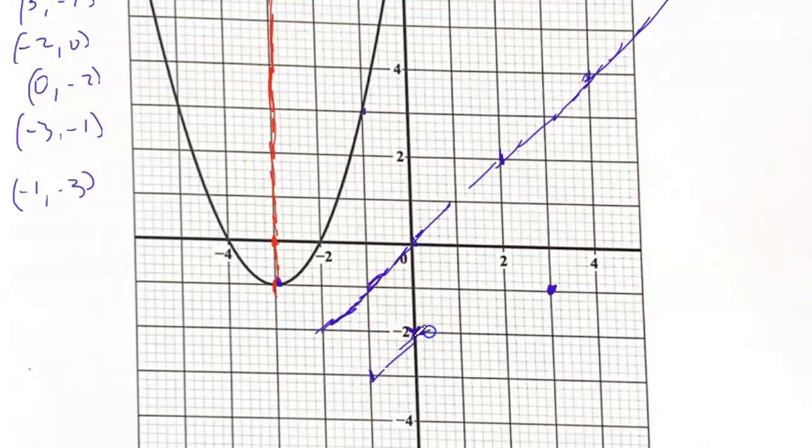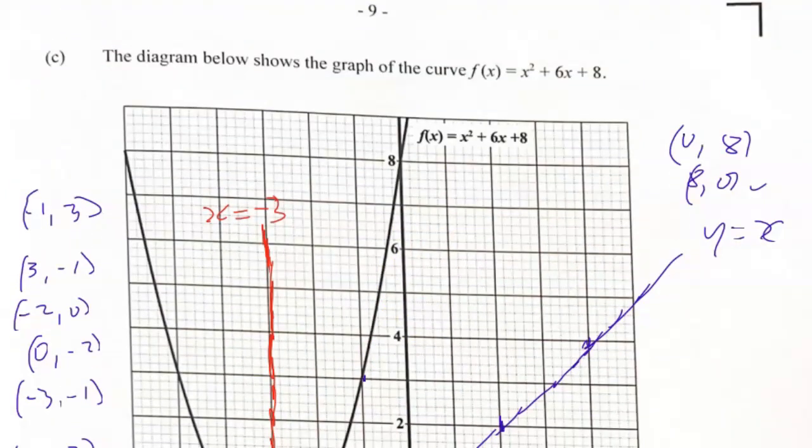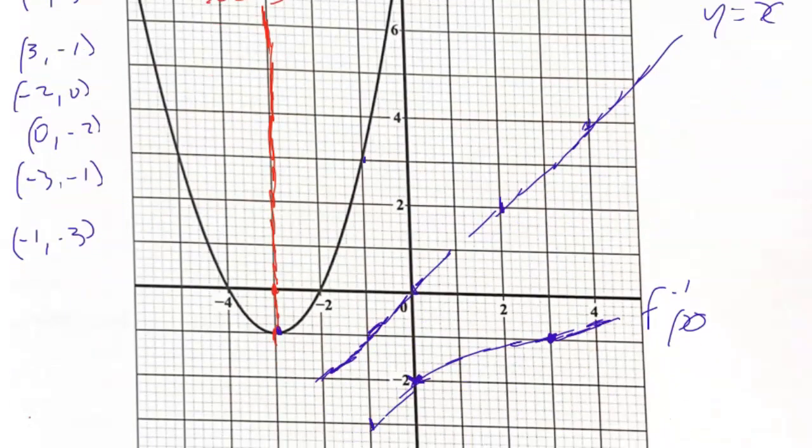So as I said, the graph will look something like this, to that effect. So this is the graph of f inverse x. All right, you seem to get the graph. Look at the original function and just switch the coordinates, plot the points, and sketch, and you'll have the inverse graph.